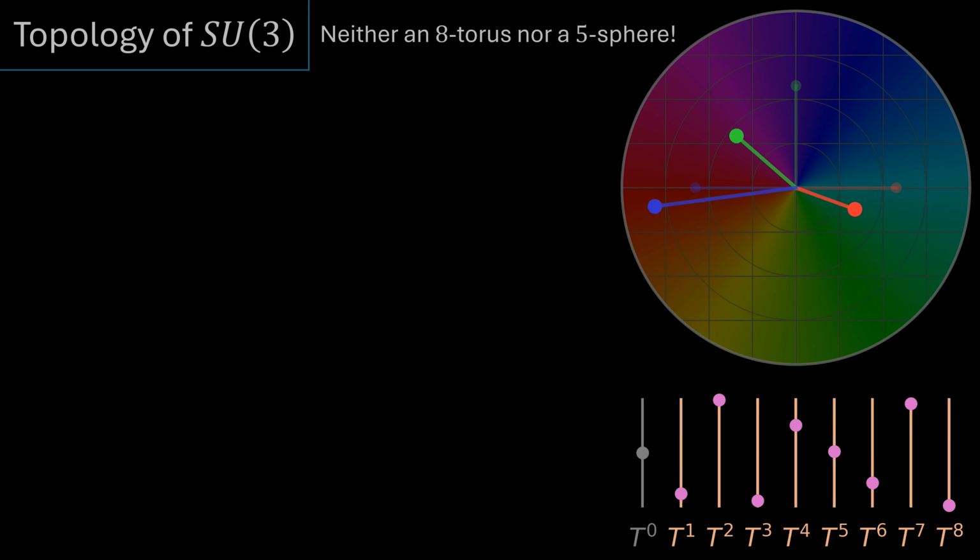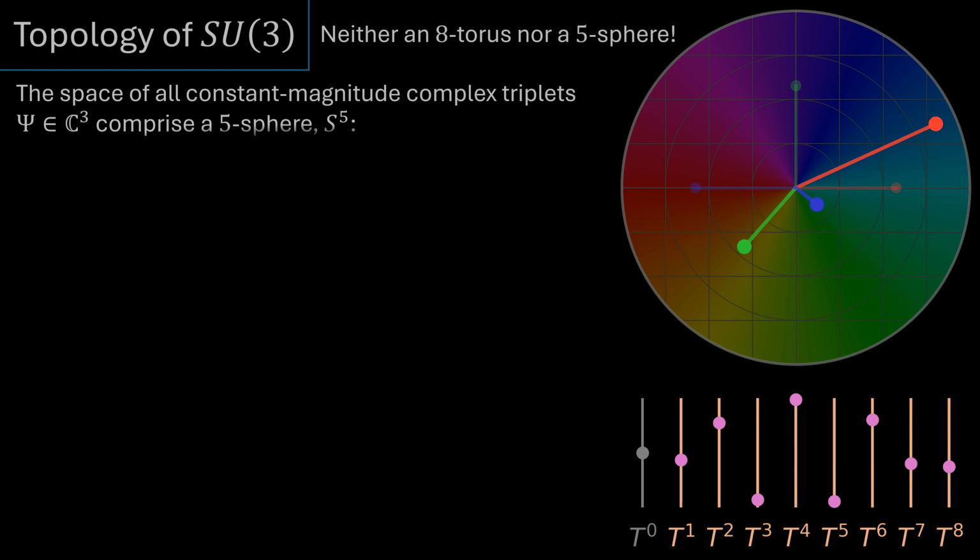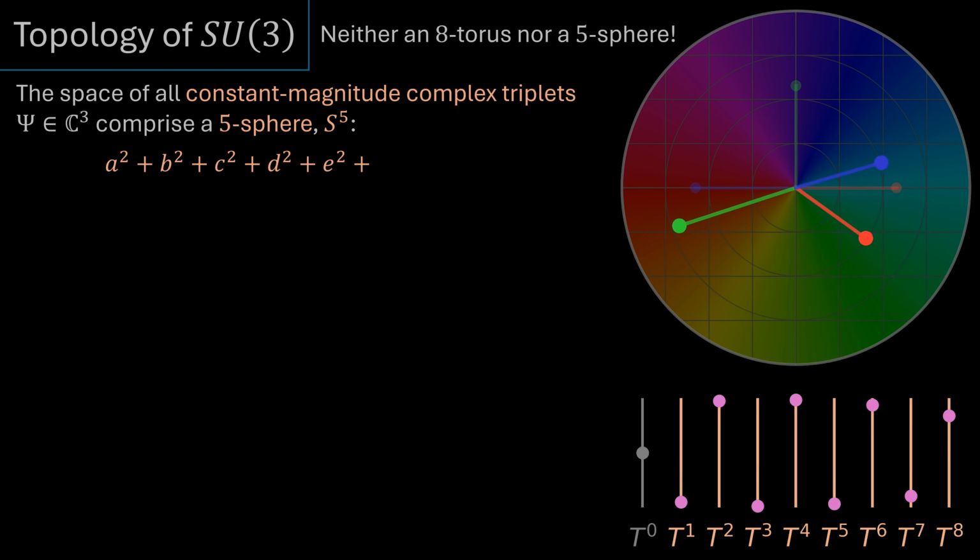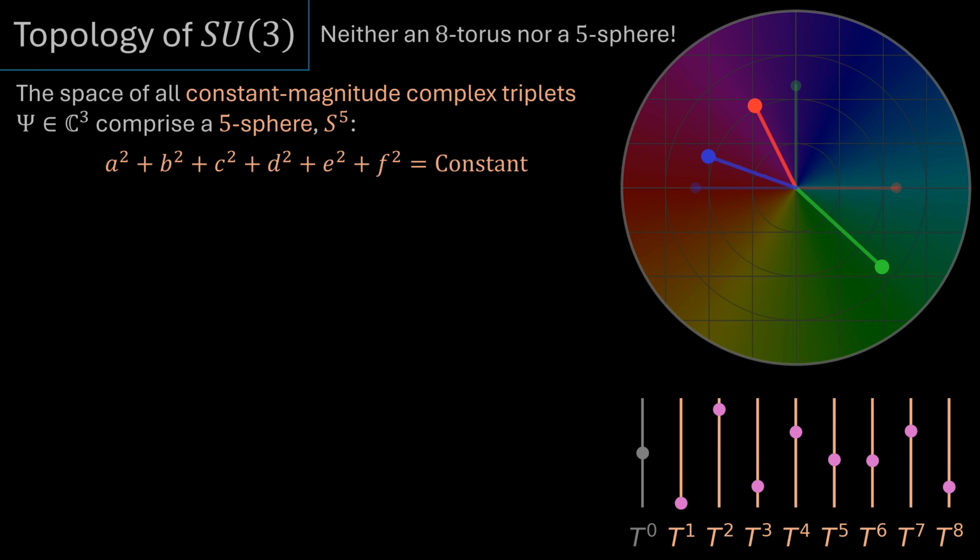Okay, but why would we think that it might be a 5 sphere? Well, we know that SU3 transforms complex triplets without changing their magnitude, and the space of all constant magnitude complex triplets is a 5 sphere. The reason being, a complex triplet has 6 real degrees of freedom. And if you just write those degrees of freedom as A, B, C, D, E, F, then the constraint that the magnitude of the triplet should be constant gives us the equation that the sum of the squares of each of those degrees of freedom should be constant. And that is precisely the equation that defines the 5 sphere, which is the 5-dimensional locus of points in 6-dimensional space that are all equidistant from the origin.